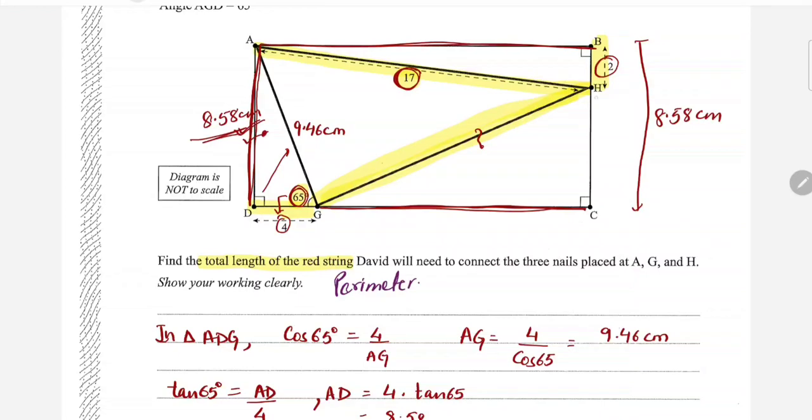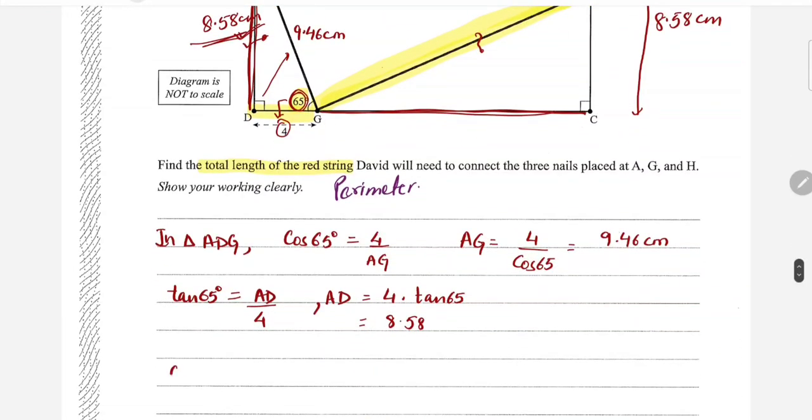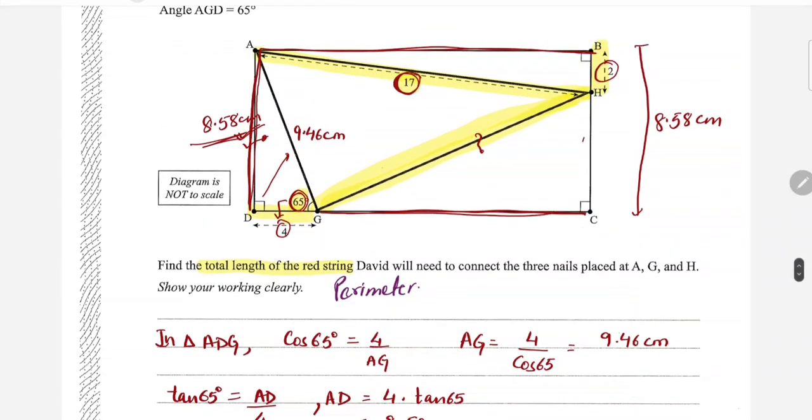So if this total length is 8.58 centimeters, the remaining CH is going to be 8.58 take away 2, which is equal to 6.58 centimeters. So here this length is 6.58 centimeters. Cool. So we've got one length. If we find this length, we can use Pythagoras to find the hypotenuse.